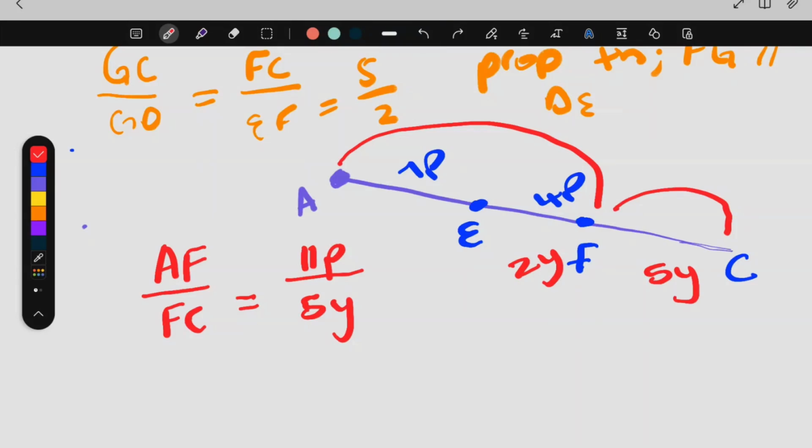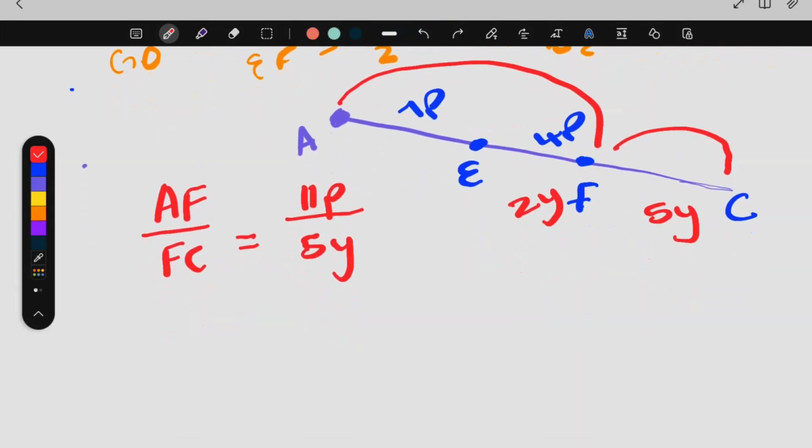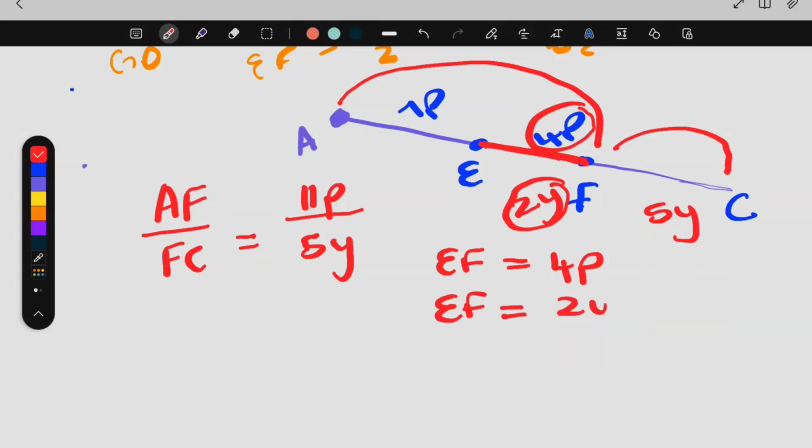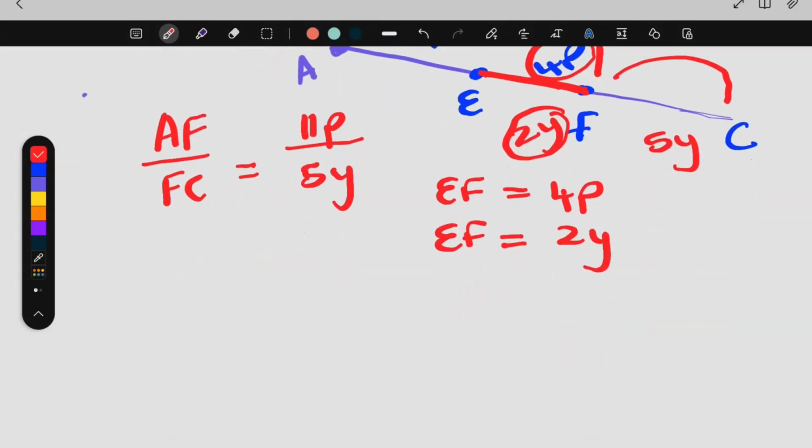So here is the challenging part. On this line, grade 12s, do you see here's the point of intersection? This line segment represents a 4P and a 2Y. So EF is 4P, but EF is also 2Y. So if EF is this and this, then 4P is exactly the same length as 2Y.